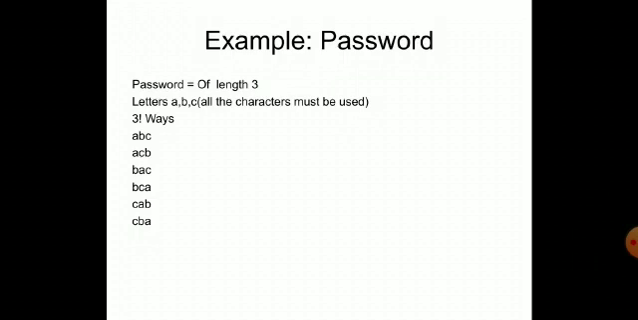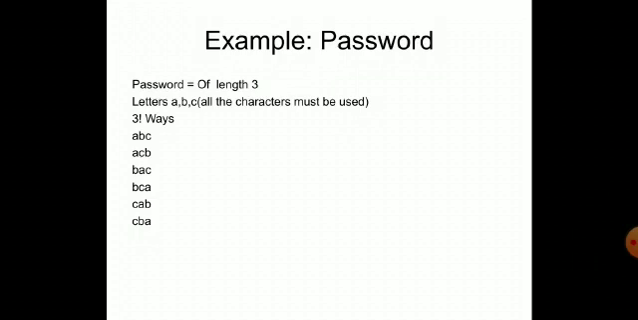Now here you are asked to set password for given application and length of the password should be 3. Here we have also given the characters, that is small a, small b, small c. Here we have to use all the 3 characters in order to generate the password. So with these 3 characters, there are 3 factorial ways to generate the password, which I have already mentioned over here: ABC, ACB, BAC, BCA, CAB and CBA. So there are total 6 passwords that can be generated with the help of these three letters.